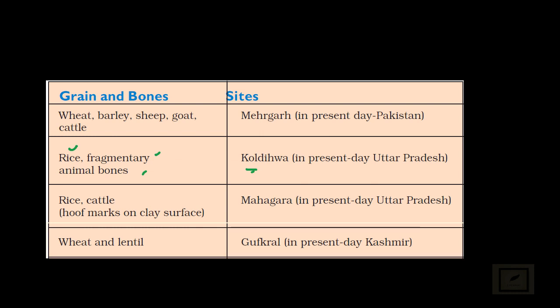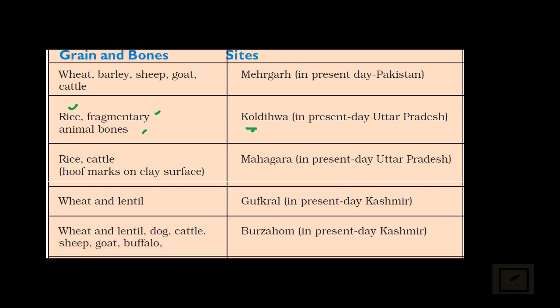Similarly, wheat and lentil is something that we have found in the Kashmir area. In Burzahom and Gufkral area of Kashmir, the archaeologists have found wheat and lentil. Similarly, wheat, lentil, dog, cattle, sheep, goat, and buffalo are the things that we have found in Burzahom. It suggests that the people of Kashmir were using lentils.